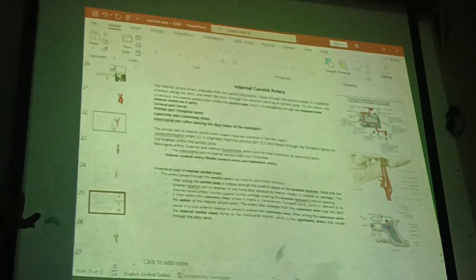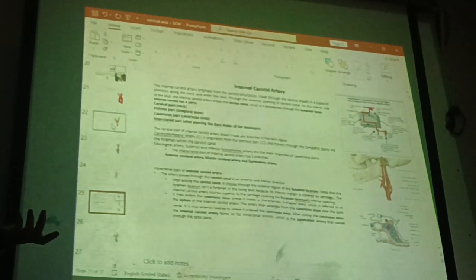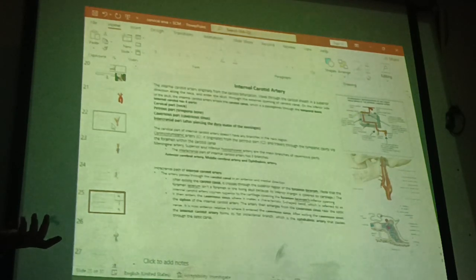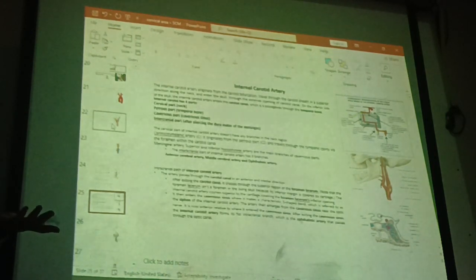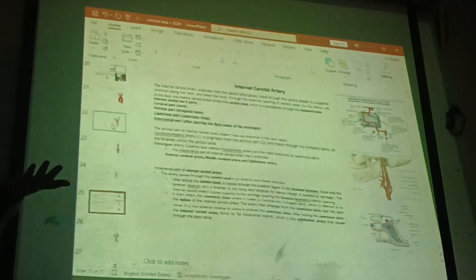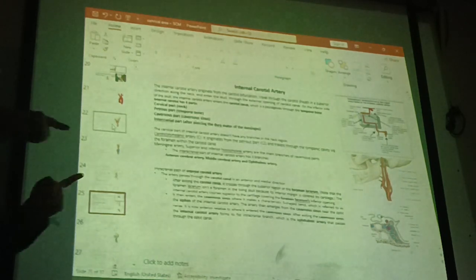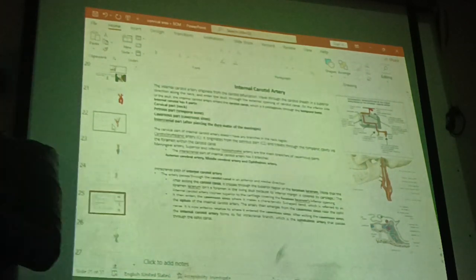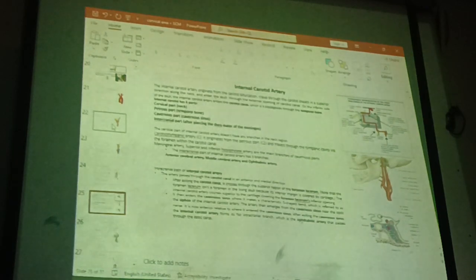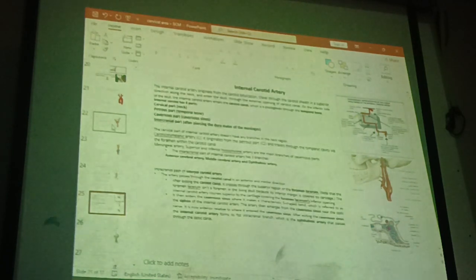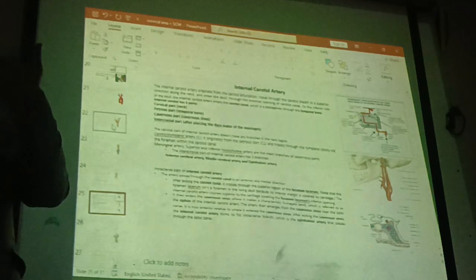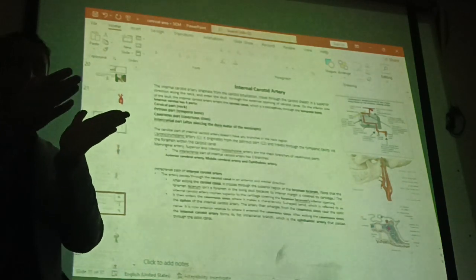Where is the opening of the carotid canal? I told you yesterday. Which part of the temporal bone? Tympanic plate? No, the petrous part, the inferior surface of the petrous part. So the internal carotid artery enters the petrous part, travels in its depths to arrive at the foramen lacerum, and then travels lateral to the body of the sphenoid.